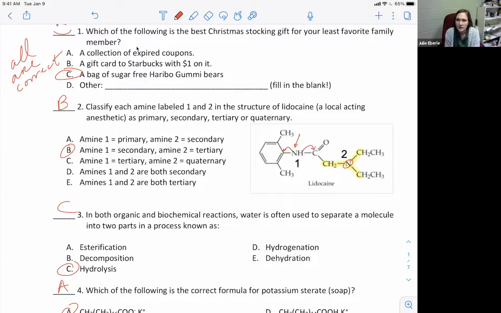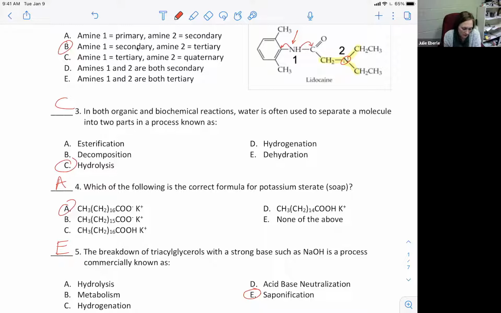Okay, some people, not everybody, but a few people missed number 3. In organic and biochemical reactions, water is often used to separate a molecule into 2 parts. So we're not saying water is a product here. It's just water is being used to separate. So that process has a specific name, hydrolysis. And we've seen that with alkenes. We've seen that with carbohydrates. Now today with peptide bonds, we can hydrolyze those. And it's a very common process. So that's why I put it on the exam, because we're going to continue to hear about it as we move forward into biochemistry. So questions on that?